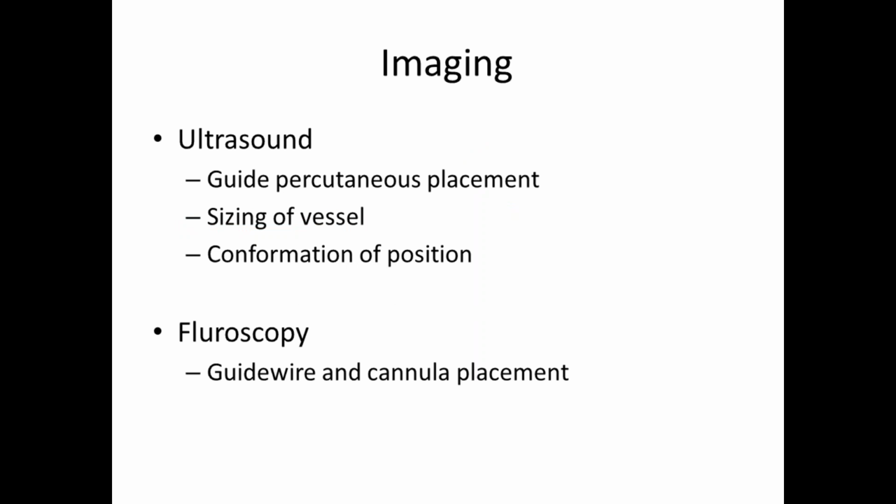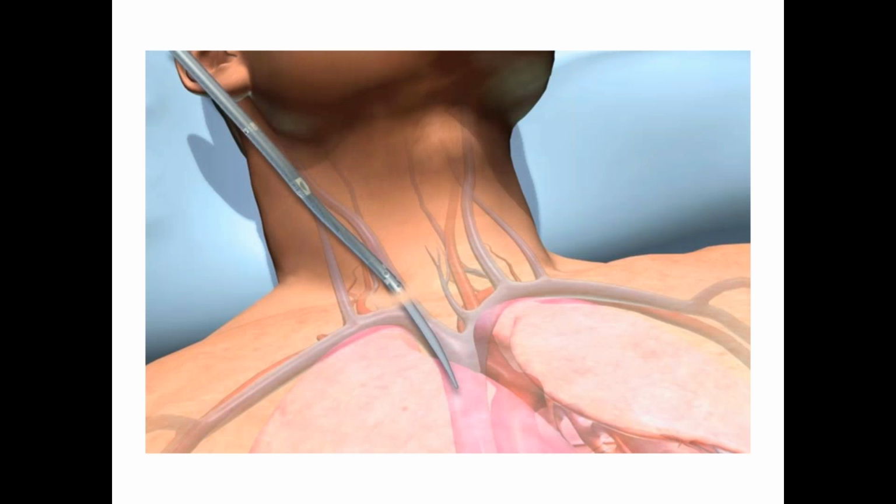Seldinger technique, we will be showing you those videos of Seldinger technique. You can do it with a blind puncture, or you can use the help of imaging, like ultrasound guidance. That will help you to locate the vessels, size the vessels, and confirm the position of the vessels. Fluoroscopy can also be used, but again, you don't get much liberty to shift the patient and use fluoroscopy most of the time.